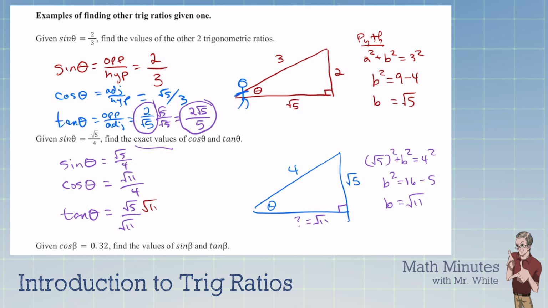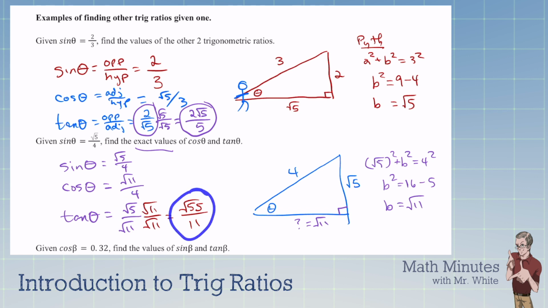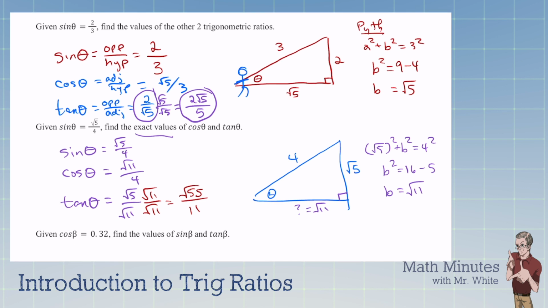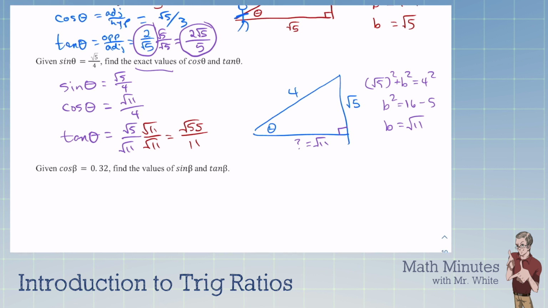I've made a couple videos about it because it is an important skill, and a lot of students have some troubles with that, but that's okay. I'm pretty thrilled if a student writes this, but you can also simplify it to be that expression right there, radical 55 over 11. Okay, let's do one more example where we're solving for the different trig functions.